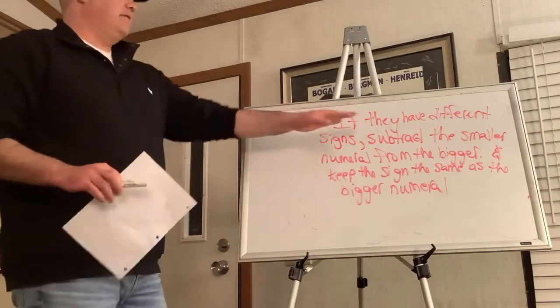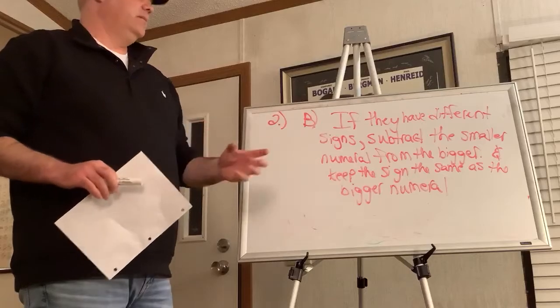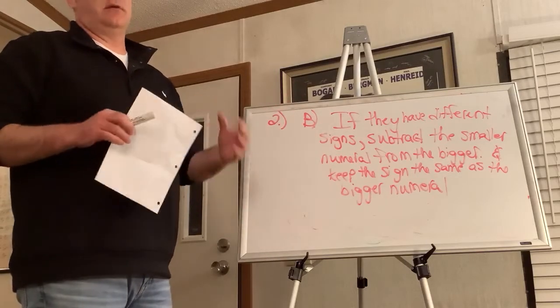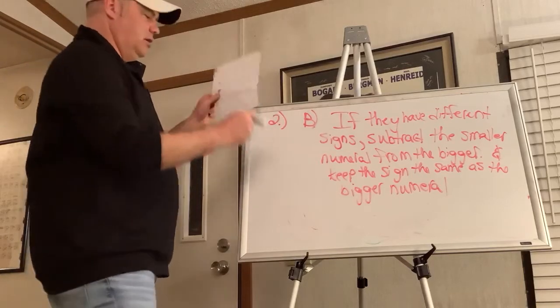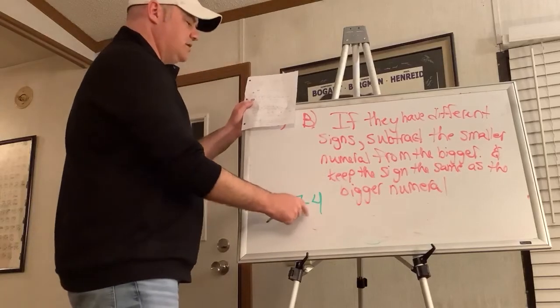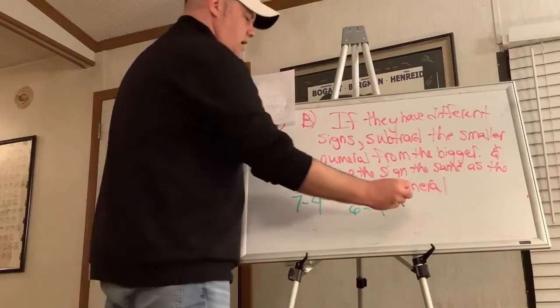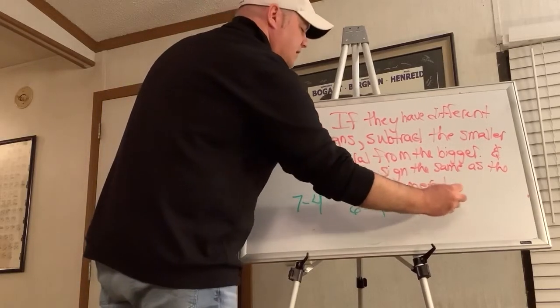So if they have different signs, subtract the smaller numeral from the bigger numeral and keep the sign the same as the bigger. And I know that's a lot of words, and it's like, what in the world? Once you see it as numbers, it'll hopefully make a little more sense. So here's an example, 7 minus 4. And we know how to do that, so that's why I started with that one. 6 minus 9. And then I'm going to put up there 15 minus 76.